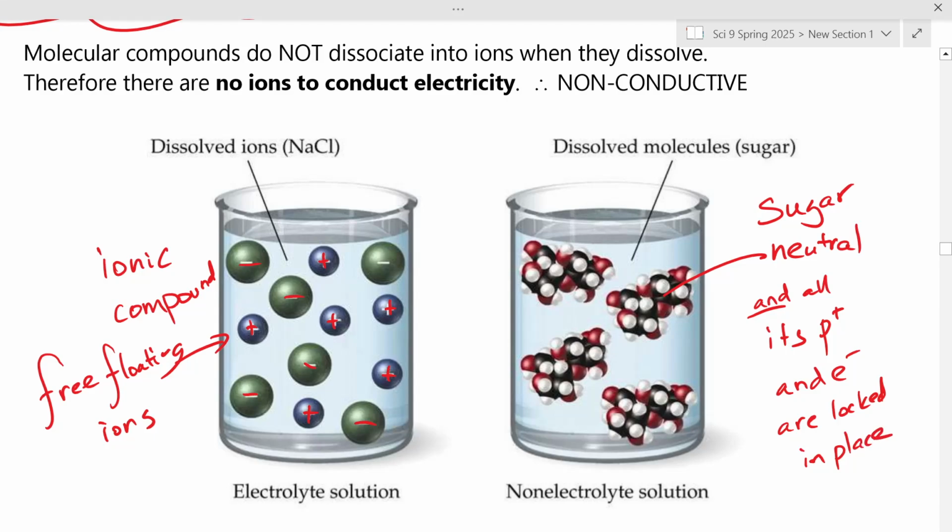So the moral of that story, out of these two solutions, one of them can conduct and one of them cannot. Which one can conduct? The one on the left. Our ionic compound can conduct. And the one on the right cannot conduct.